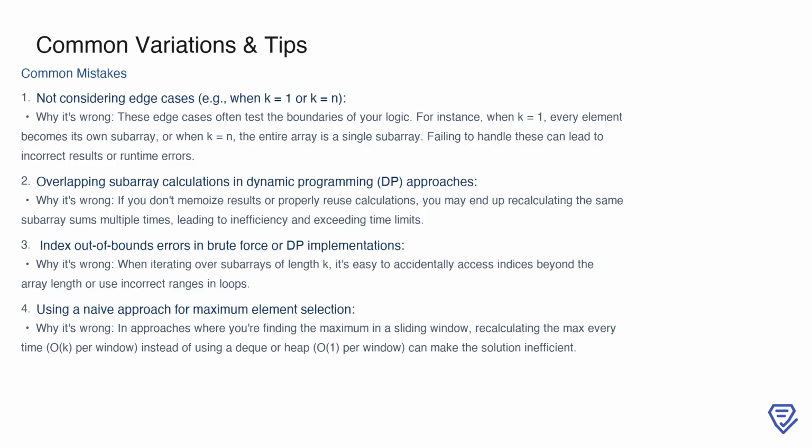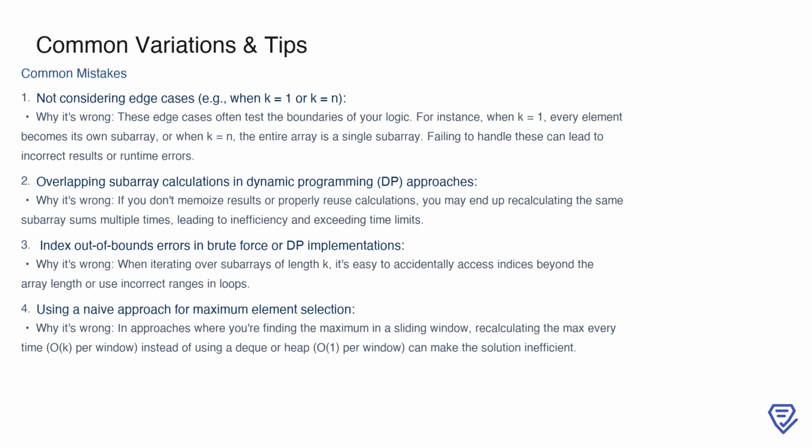Another common pitfall is overlapping subarray calculations in dynamic programming approaches. Without proper memoization, you could end up recalculating the same subarray sums multiple times, which is highly inefficient and can cause time limit errors. Index out-of-bounds errors are another frequent issue, especially when iterating over subarrays of length k. It's easy to accidentally access indices beyond the array length or use incorrect ranges in your loops.